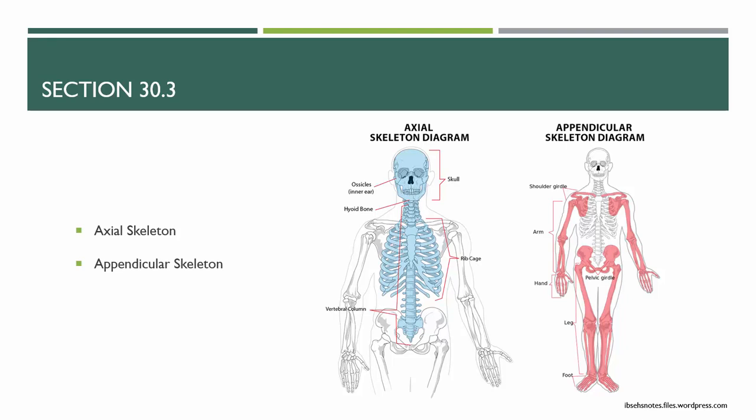The appendicular skeleton is all the bones that make up our limbs and the other bones that help connect our limbs to the axial skeleton. So all the bones of your hands and feet, of your legs and arms, but also the bones in your hips and your shoulders that help your arms and legs connect to your spine and to the rest of your axial skeleton.